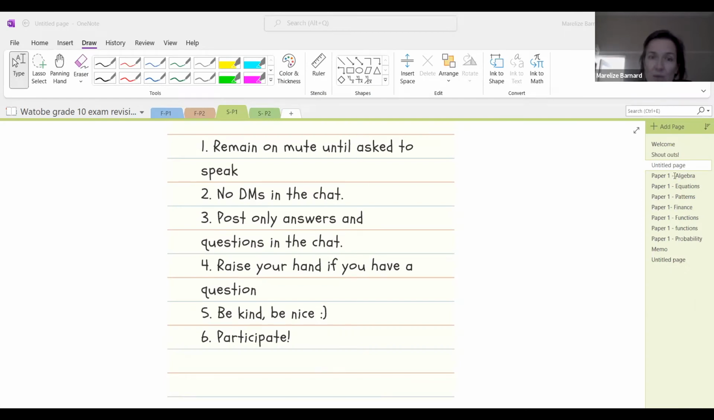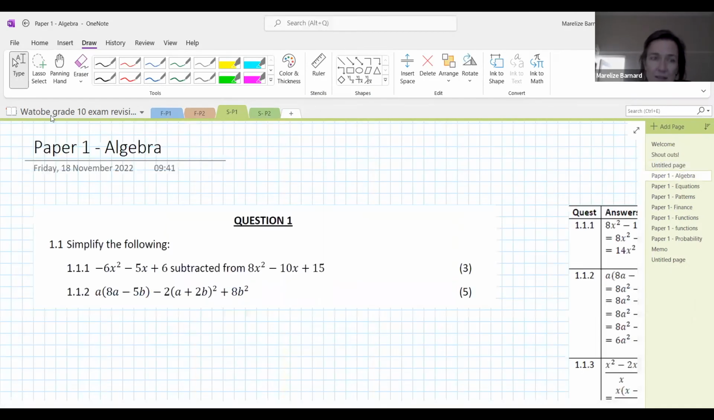Okay, we are going to revise paper 1 this evening. We're going to start with algebra, equations, and patterns, see how far we get. And then on Thursday, we'll do the rest, some finance, some functions, and some probability. Okay, so let's kick off with this first question.